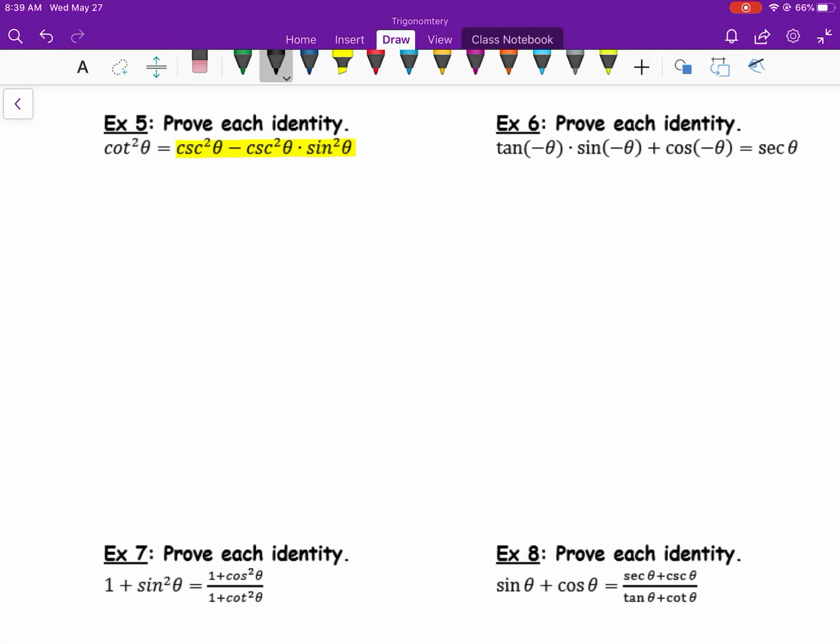Alright, and looks like I want to factor out that cosecant squared. So I'm going to get 1 minus sine squared of theta times cosecant squared of theta. And this identity right here, we've seen this a couple times already. That'll be cosine squared of theta.